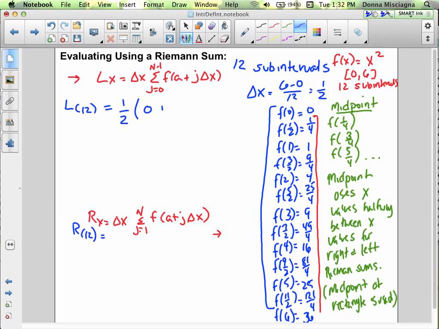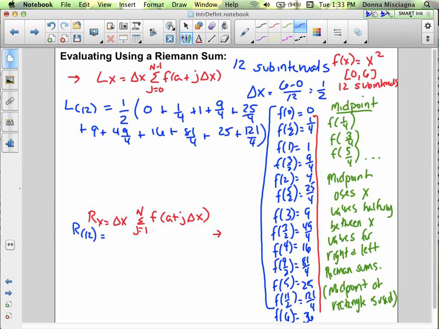So after you've gotten good at doing these, sometimes, in a problem like this, I can leave the graph off and know that each one of these is a rectangle, and I'm going to use every value, because every value here is going to be a left-hand side, except for the very last one. So 0 plus 1/4 plus 1 plus 9/4 plus 25/4 plus 9 plus 49/4 plus 16 plus 81/4 plus 25 plus 121/4.